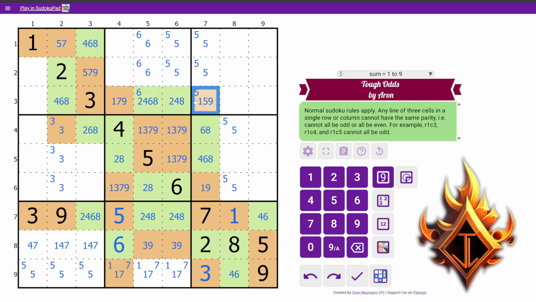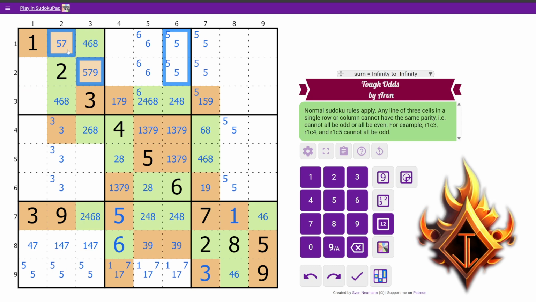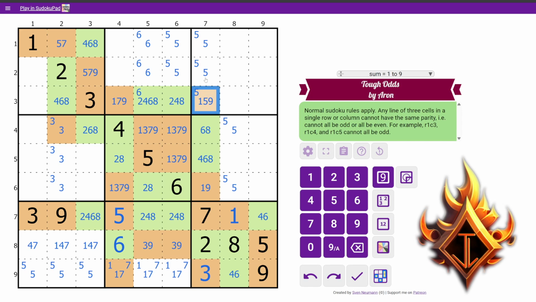So, one of these... Or wait a minute. Five is in those two. 5 cannot only be... Oh, that would be alright. 5 would be there. But they can't be in only those two.